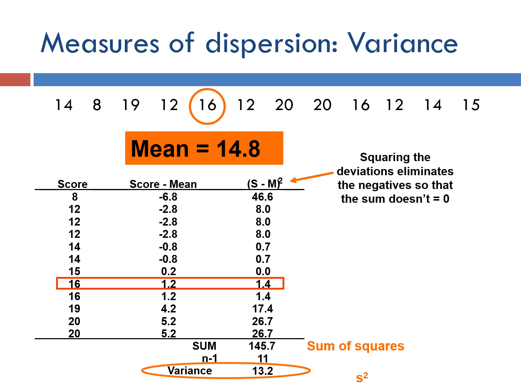You do that for all of them, and then you add them up, and that makes the sum of squares. In this case, the sum of squares is 145.7. And the equation was to take the sum of those squares and divide it by n minus 1, in this case 11, because there were 12 pieces of data, and you get a variance, that s squared, of 13.2.